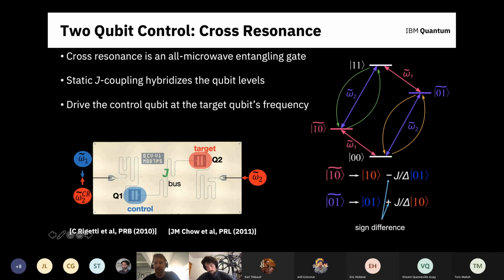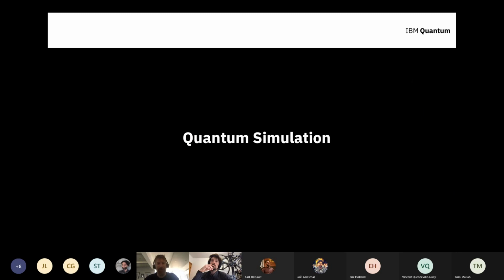And so this pretty much corresponds to whether the control is in the 0 or 1 state, we're driving Rabi oscillations between one of those levels, either between 0,0 and 0,1, or 1,0 and 1,1. And that's how the opposite sign accumulates. So that's the physics of how we do these two qubit operations, and we'll see a little bit more of that later. But first, let's take an overview of quantum simulation.